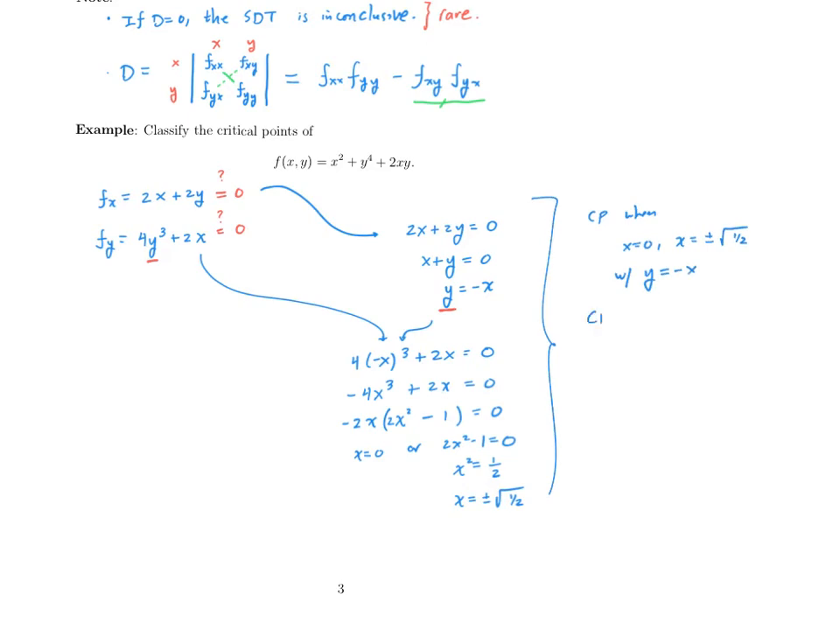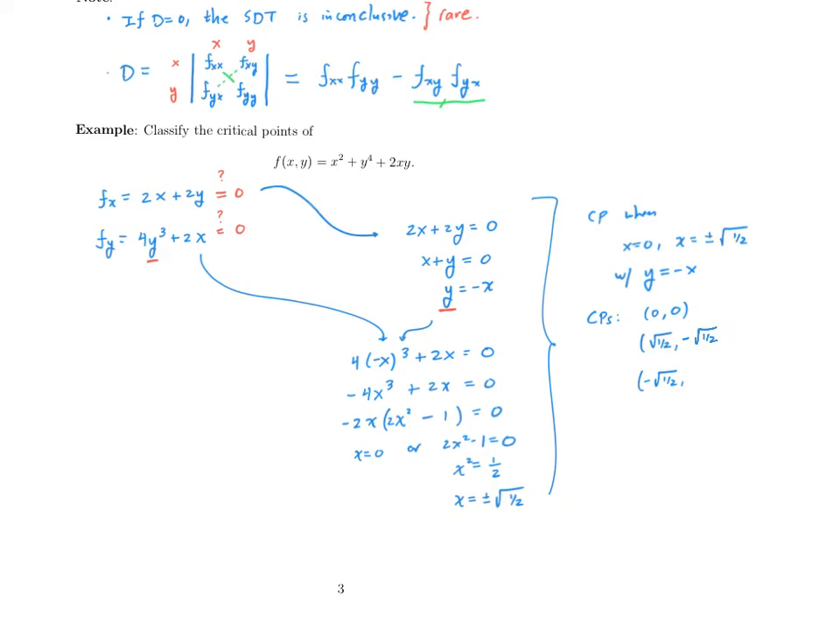So the critical points are as follows. When x is 0, we know that y is going to be minus 0. And then there are two other possibilities for x, the square root of 1/2 and minus the square root of 1/2. And remember, whatever x is at our critical point, y is going to be the opposite of it. So the first critical point occurs at square root 1/2, minus the square root 1/2.